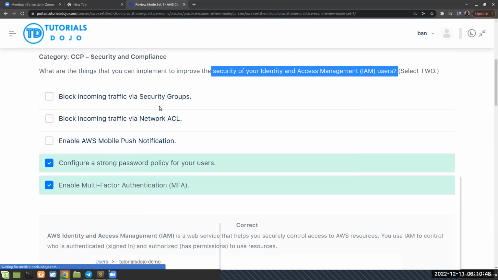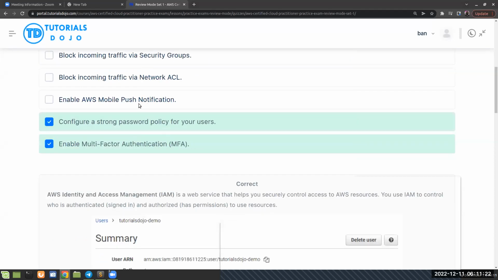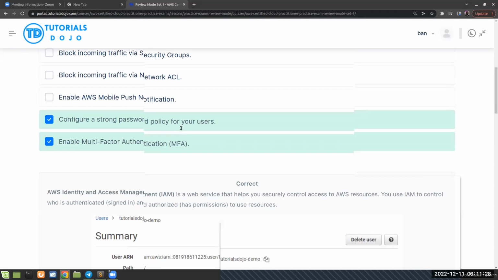Yeah, that's correct. Security groups is for securing your EC2 instances. It has nothing to do with IAM users. Network ACL is for securing your subnets, and it's not IAM. AWS mobile push notification is just something else, not a security service or action. So these two will go.